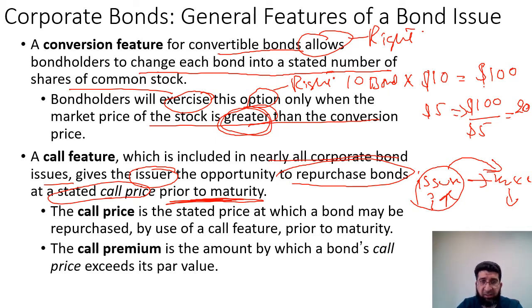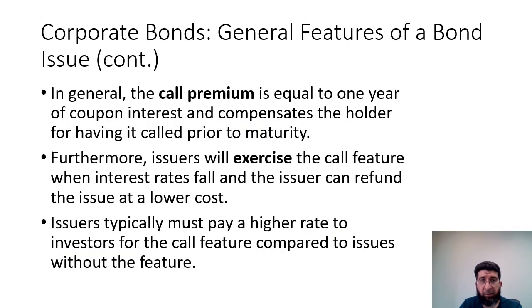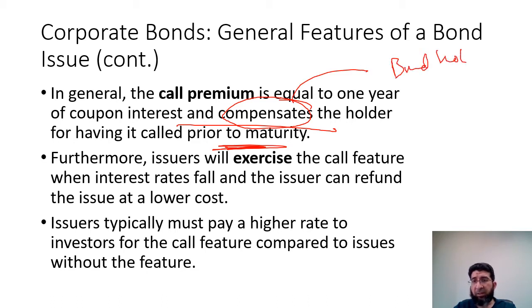The call feature has certain other definitions, such as call price, which is the stated price at which the bond may be repurchased, and then we have a call premium, which is the amount by which the bond's call price exceeds its par value. In general, the call premium is equal to one year's coupon interest and compensates the holder for having it called prior to maturity. So obviously, if a bond is called prior to maturity, some compensation has to be offered to the bondholders, and that is basically the call premium.